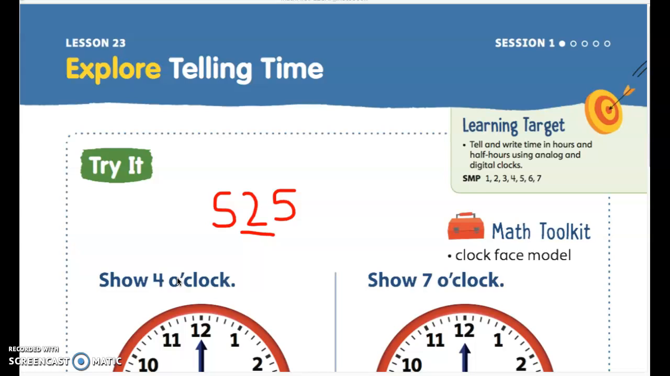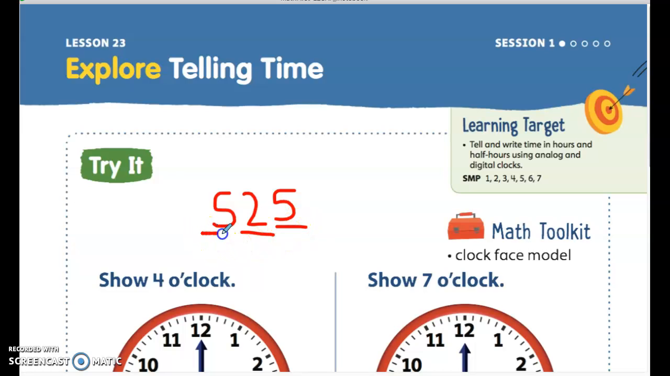How many ones do we have? And what spot is the one? You're right at this spot right here. So how many ones do we have? You're correct, we have 5 ones.